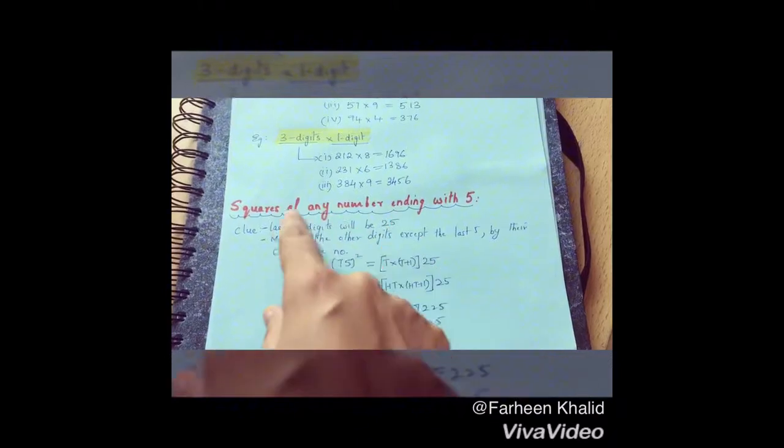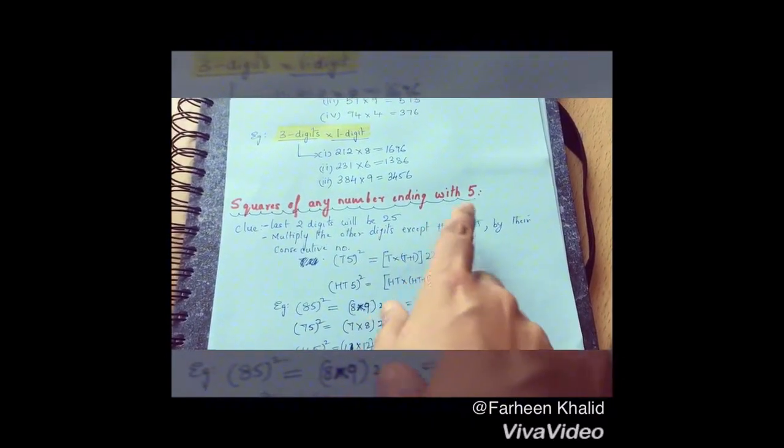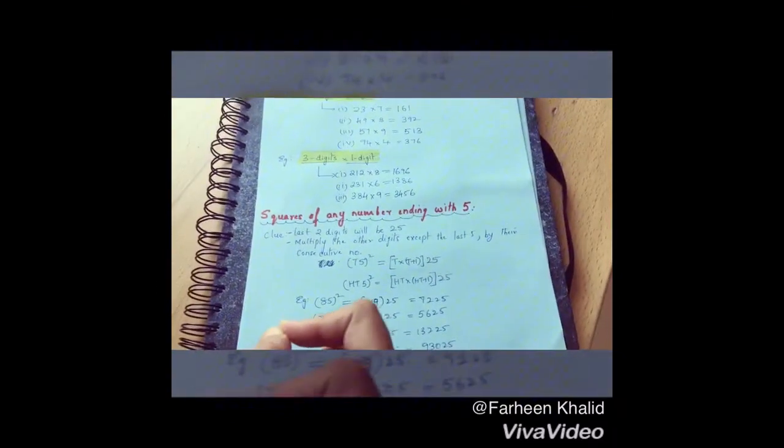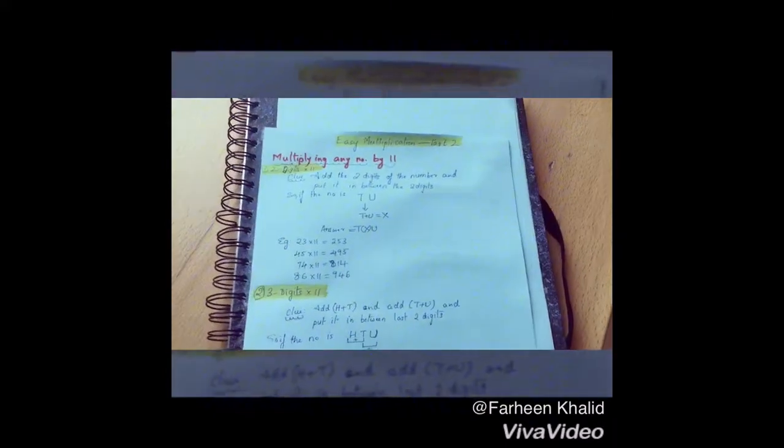Then there are squares of any numbers ending with 5. We have already done a video on squares. Now this one is squares of any number ending with 5. There's a very easy way to do this one. Okay, so now let's start with the first one.